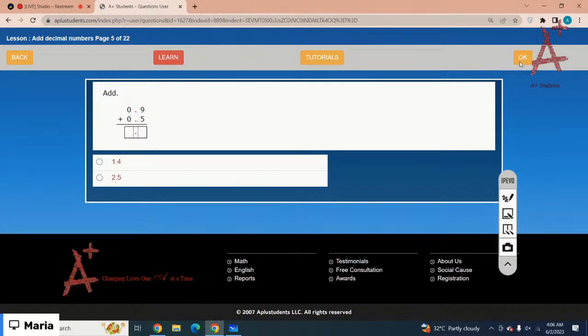Okay, the next one is 0.9 plus 0.5. So start adding from the rightmost digit. 9 plus 5 makes 14. So write 4 over here and carry 1. So 1 plus 0 is 1. That means when you add them, it makes 1.4. So the correct option is 1.4.